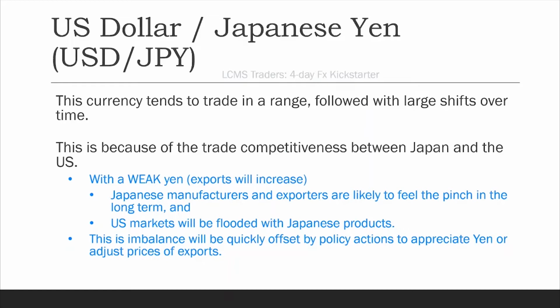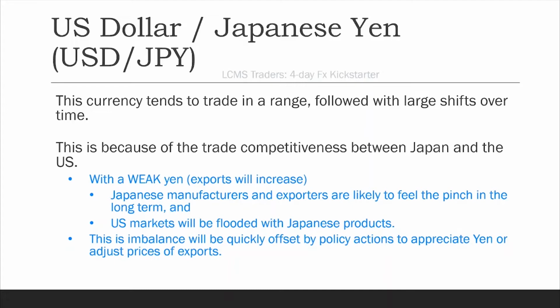With a weak Japanese yen, exports are likely to increase because it makes things cheaper for people to buy. But Japanese manufacturers and exporters are likely to feel the pinch in the long term. In the short term, it will make exports increase because prices drop for Japanese products. And as prices drop and exports increase, the US markets are likely to be flooded with more Japanese products.